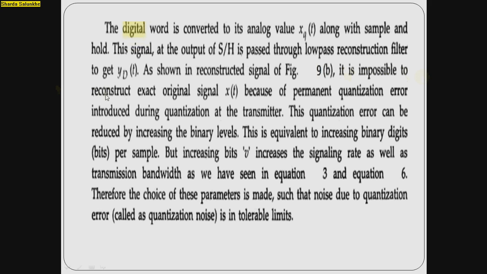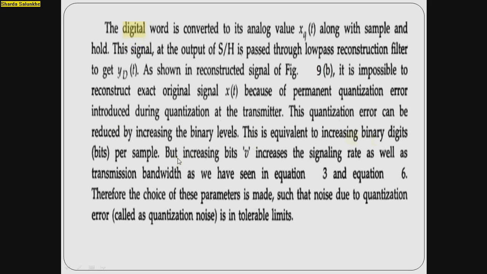But it is impossible to reconstruct the exact original signal because a permanent quantization error is introduced during the quantization at the transmitter. This quantization error can be reduced by increasing the binary levels, but this is equivalent to increasing the binary digits per sample.